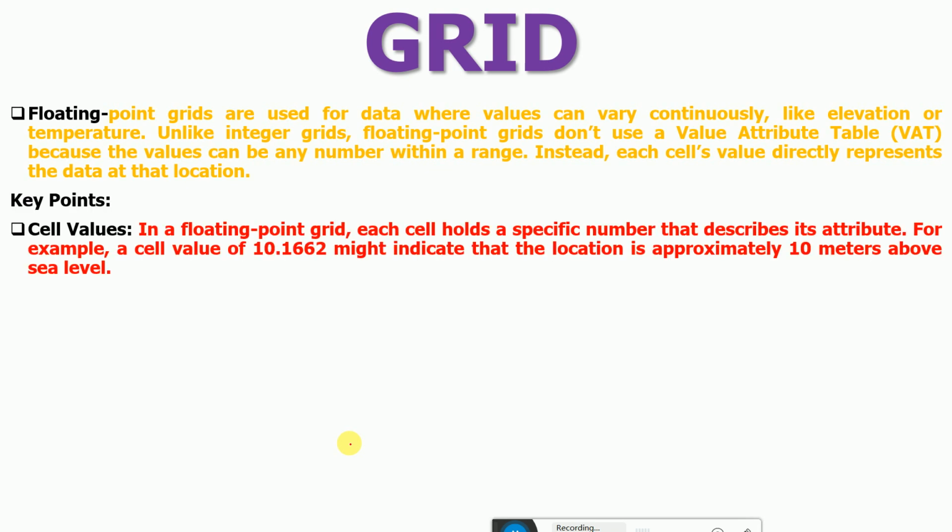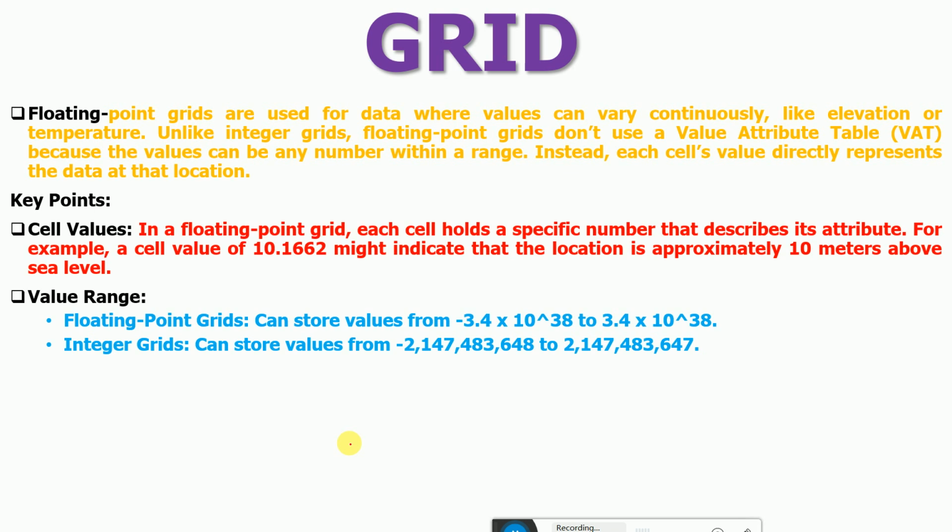Key points: cell value. So for floating types, a VAT value is not given because it's a floating number. So here, instead of this, there is another column that is called cell values. In a floating point grid, each cell holds a specific number that describes its attributes. For example, a cell value of 10.162 might indicate that the location is approximately 10 meters above sea level.